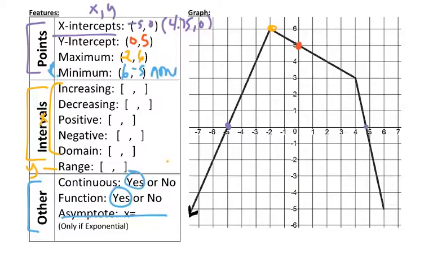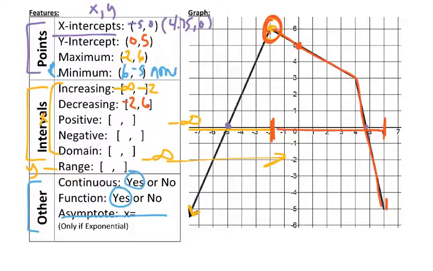So, increasing. Well, if we go left to right, if we started clear out here at -infinity and went right, because of that arrow, it would always be increasing until it gets to this point. So from -infinity, it increases until it gets to the x of -2. So -infinity to -2. Now decreasing starts here, and then it starts decreasing until we get to here. So it starts at -2 and decreases till we get to 6. So we'd write -2 to 6.